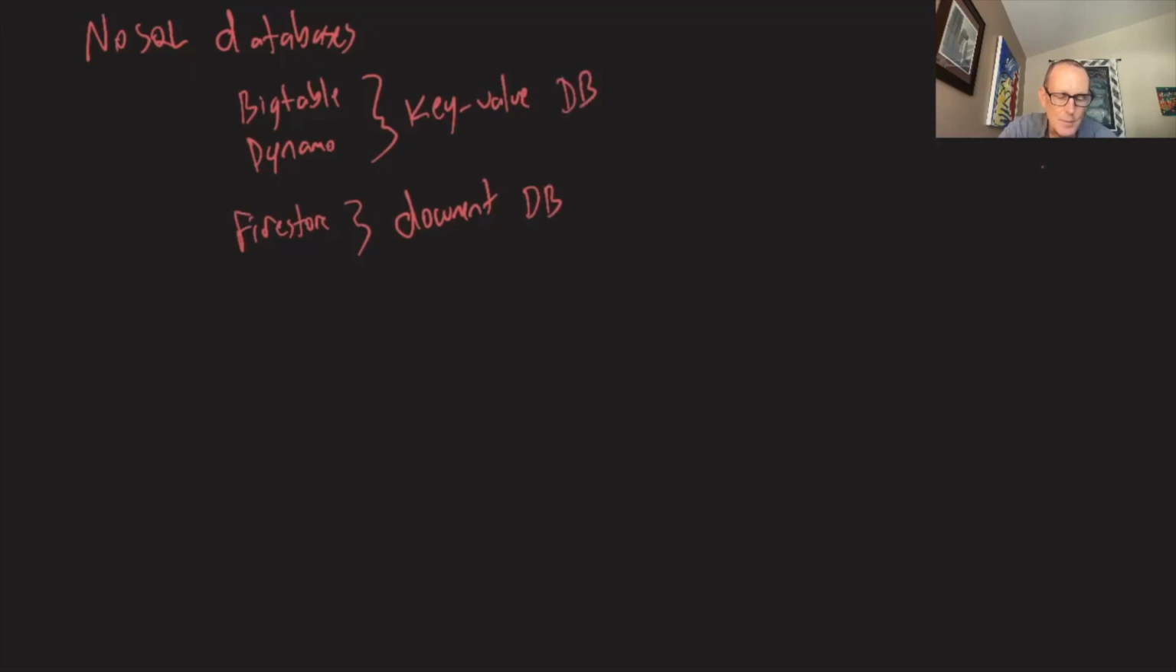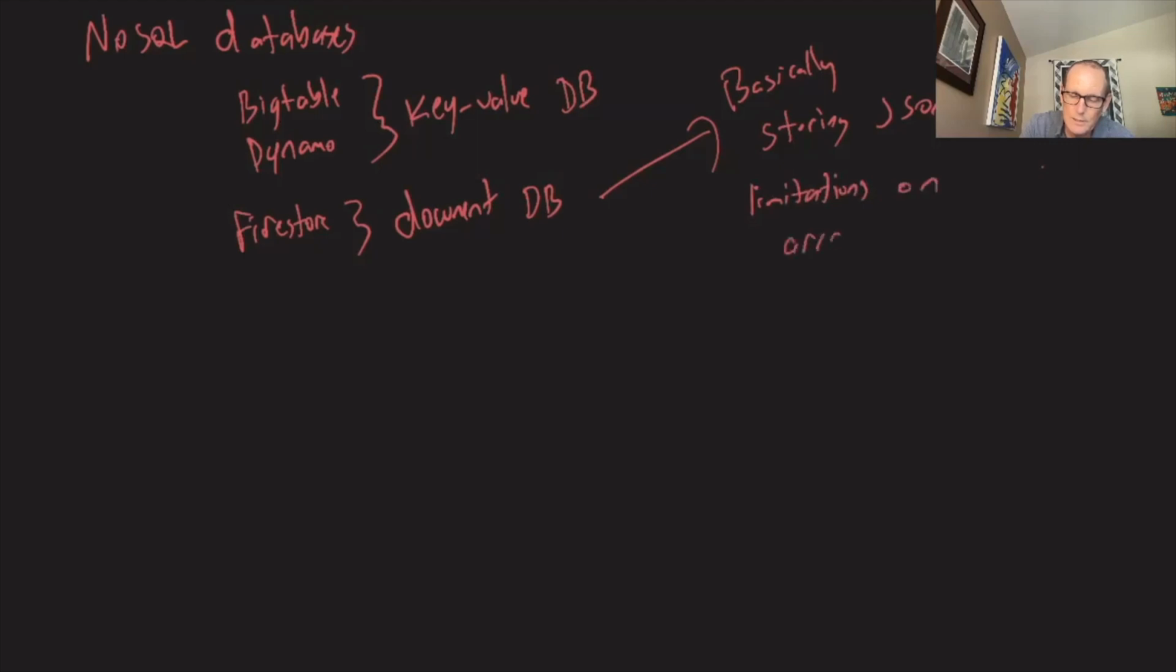So the idea of a document database is, okay, this is kind of roughly storing JSON, with some limitations. So we have a particular document and that stores the JSON for it. The limitations on arrays: in particular, arrays can't contain arrays. Other limitations are the document size has to be less than 1 megabyte.